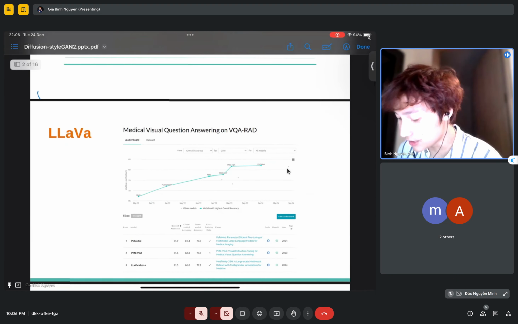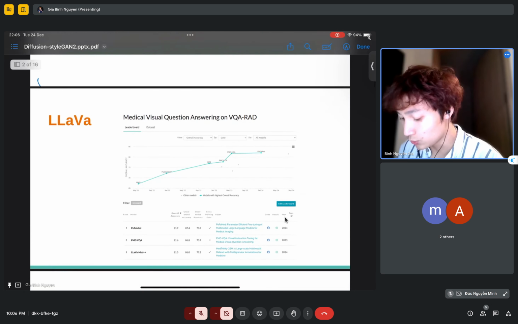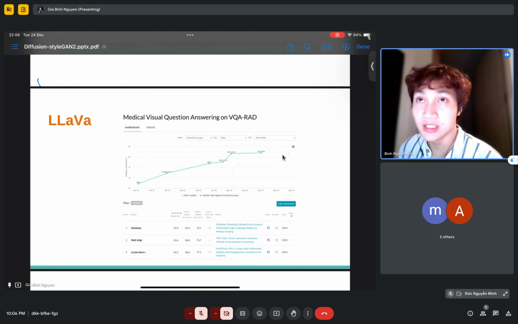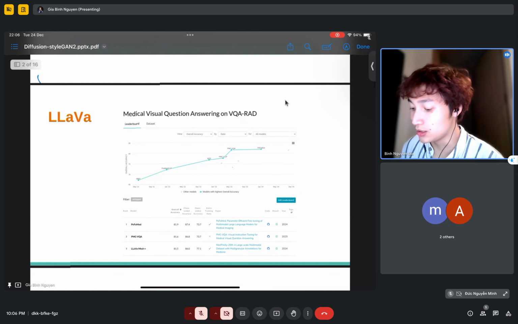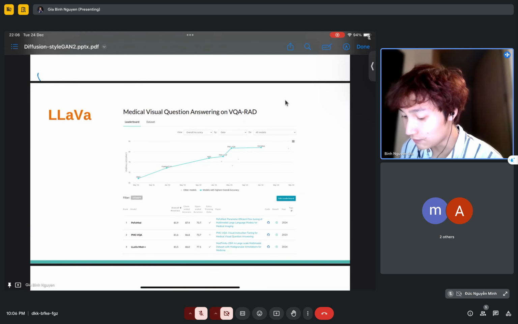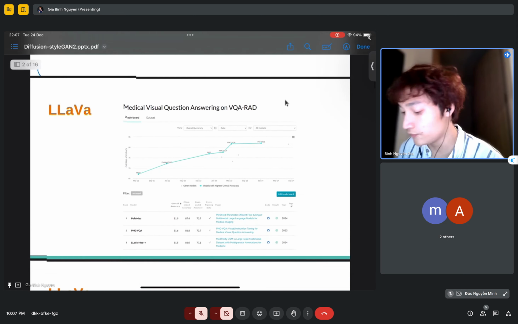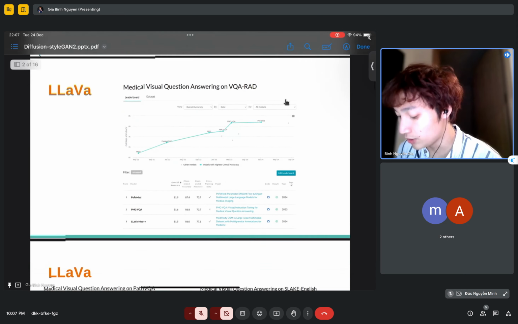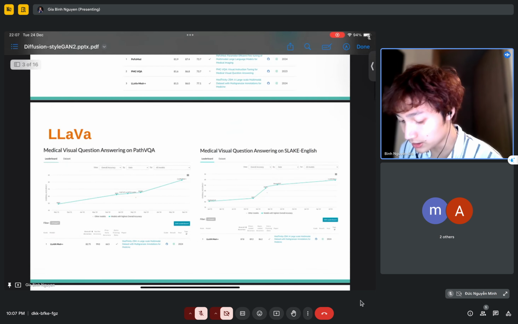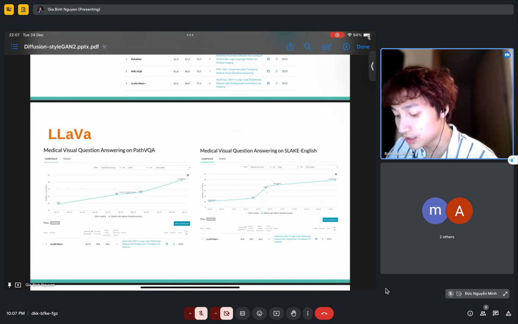Here are some stats about LLaVA-Med on the MedVQA benchmark, which is the topic we are researching. LLaVA-Med is in the top three in the VQA rank. It's a really famous dataset in MedVQA, and it is also among the top ones on two other very famous MedVQA datasets, which are PathVQA and SLAKE English.